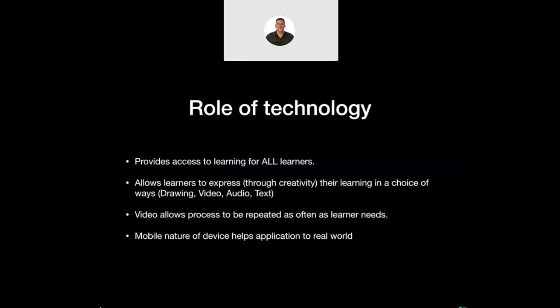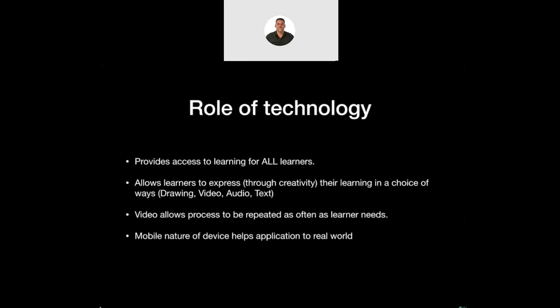Allowing students to express themselves through creativity. We've said that that's the pinnacle of that Bloom's taxonomy, to be creative. So how does technology allow them to be creative in various ways? Through choice of drawing, video, audio, or text. The video that we said can be played as often as learners need. So therefore, if a student didn't understand things the first time, they can have multiple times to try and understand that again. And the mobile nature of the device allows them to apply it in the real world.